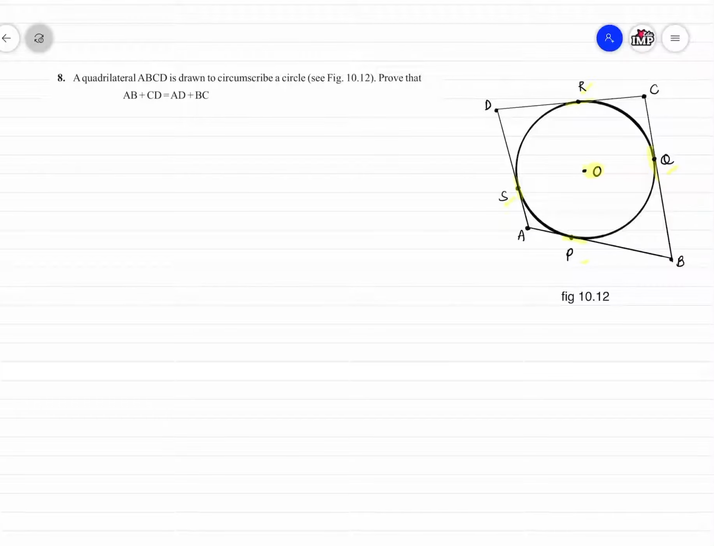Okay. So we are supposed to prove that the sum of AB plus CD. Now if you observe, AB and CD lie on the opposite sides. We have to show that the sum of the opposite sides is equal to the sum of the remaining opposite sides. Okay. So let us first write down the given and to prove statements and see how we can prove it.